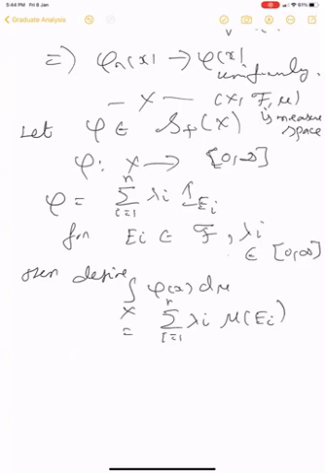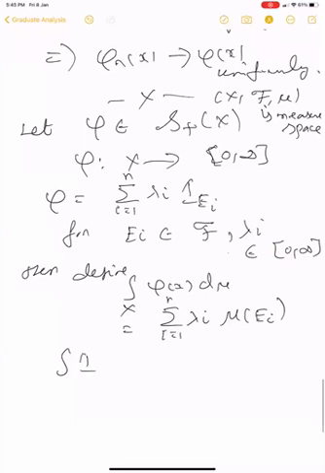If we have a simple function, the summation for i equal to 1 to n of lambda_i times 1_{E_i}, then we define its integral to be the summation for i equal to 1 to n of lambda_i times the measure of the set. In particular, we are just defining the integral of 1_E over X d mu to be just the measure of that set. Then we are extending it linearly to simple functions. Just a linear extension.